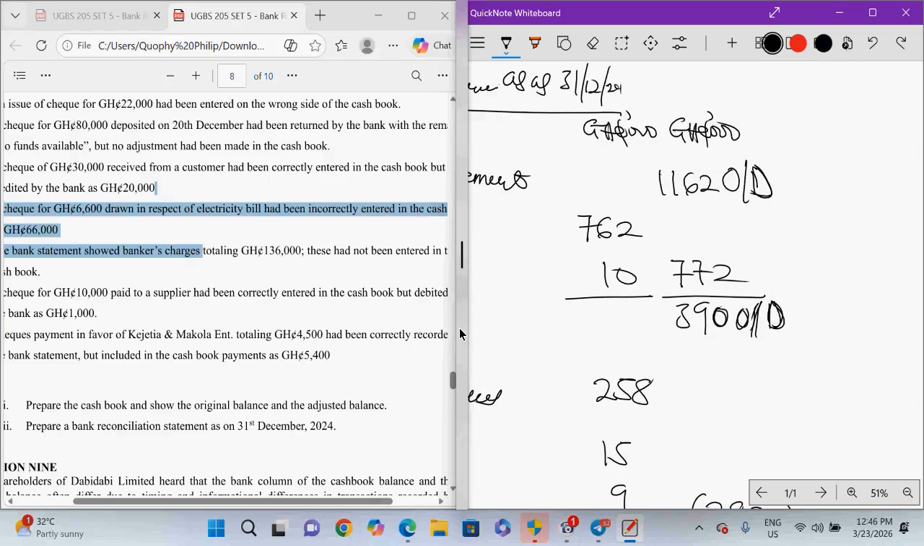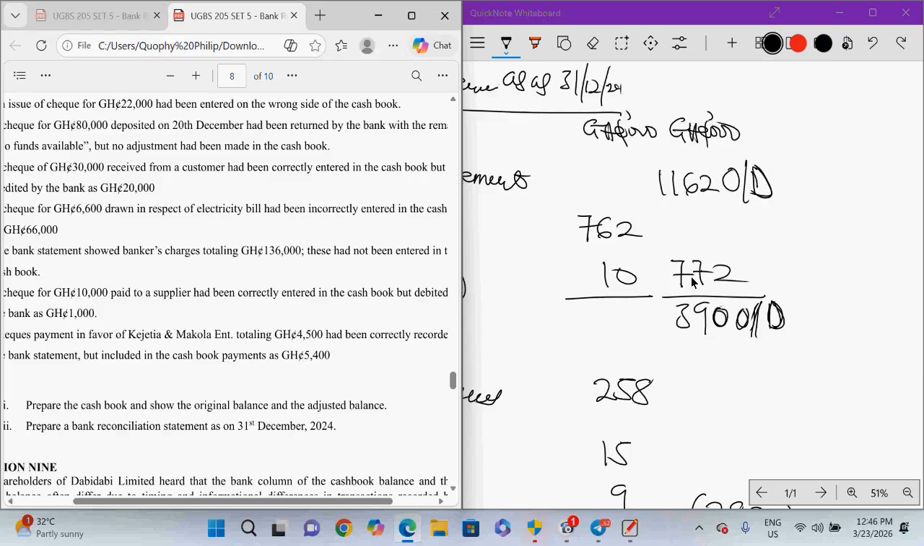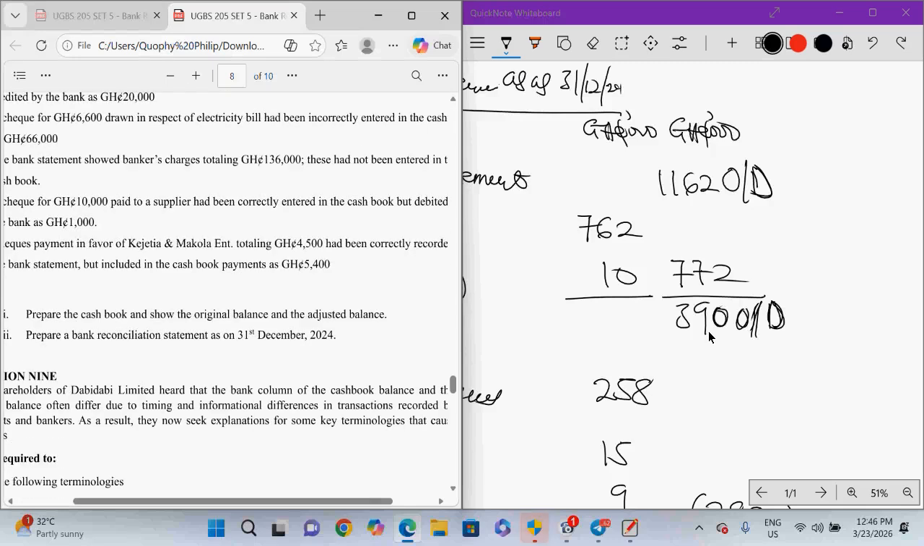An overdraft is a negative figure. So we'll add the 772 to the negative figure. 772 is positive. So add the positive to the negative, and the difference becomes negative, right? Because the negative is more than the positive. So then you are still having negative. Yes, sir.